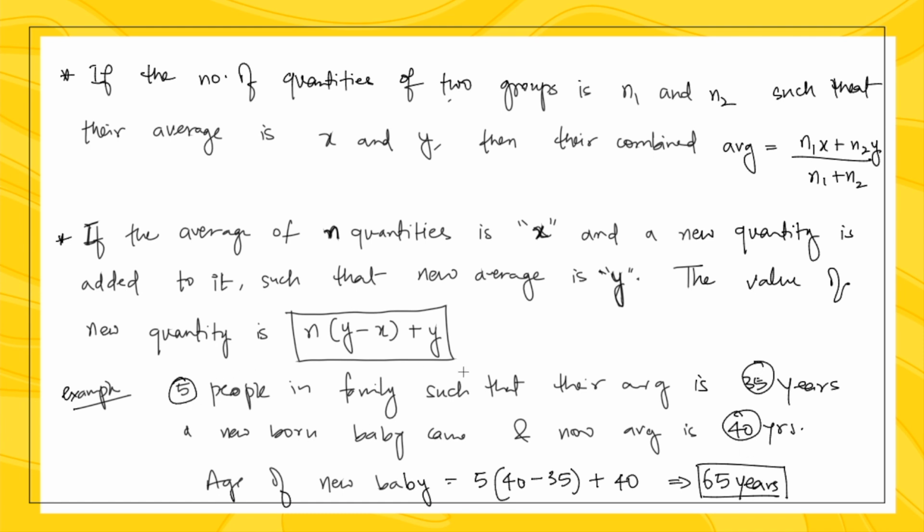That there were 5 people in a family, their average age was 35. A new person was added, don't consider it as a baby, and now the average age of the family became 40. So the age of the new person who is added is basically 65 years.